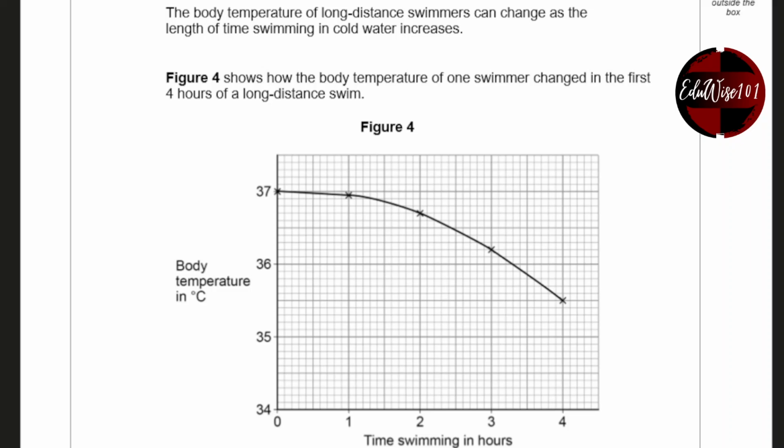The temperature of long-distance swimmers can change as the length of time swimming in cold water increases. Figure 4 shows how the body temperature of one swimmer changed in the first 4 hours of a long-distance swim. So you can see that the temperature starts at 37 degrees Celsius, and after 4 hours it's gone down to 35.5 degrees Celsius.